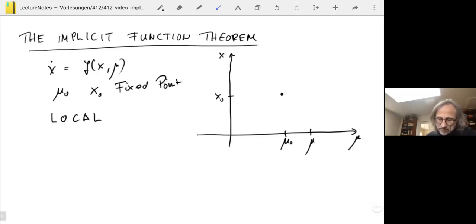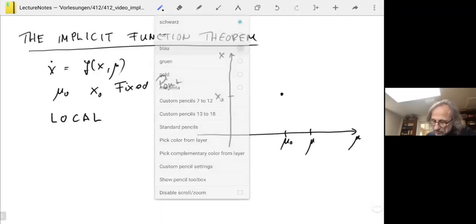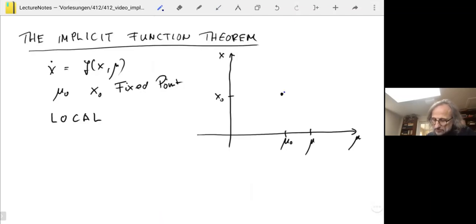So if we draw a line, we could ask, will it sort of be like that, as you change mu, the fixed point changes smoothly like that? Or will it suddenly disappear? Or maybe a new one appears. So that's the question.